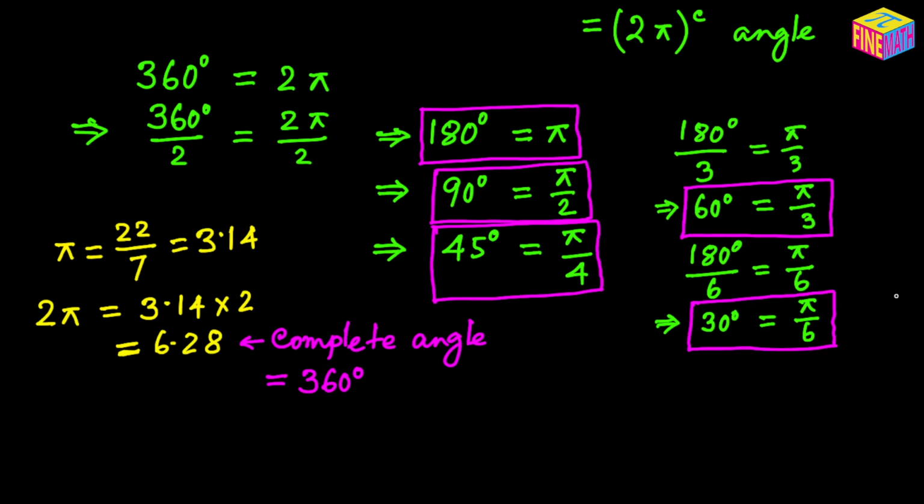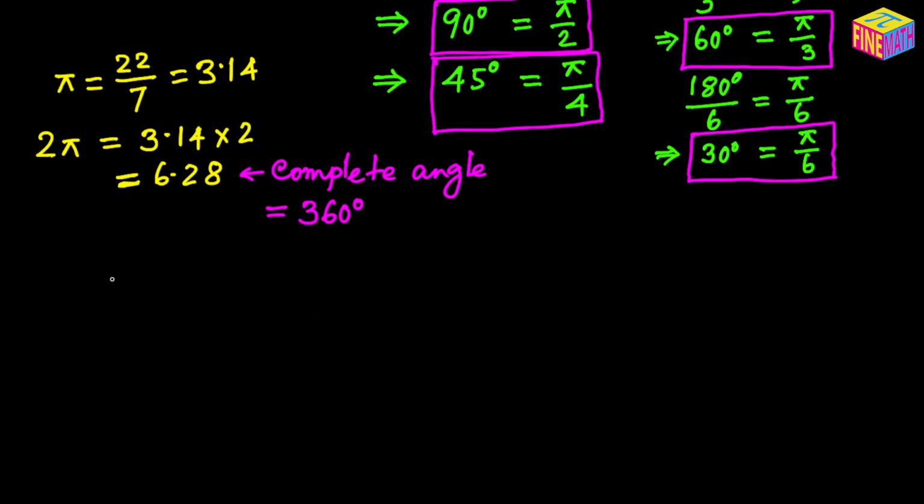So let's do that conversion also. Let's do that little math. I'm going to scroll down a little bit. So we know that 2 pi radian is equal to 360 degree. So all the conversion maths will begin from here. 2 pi radian is equal to 360 degree.